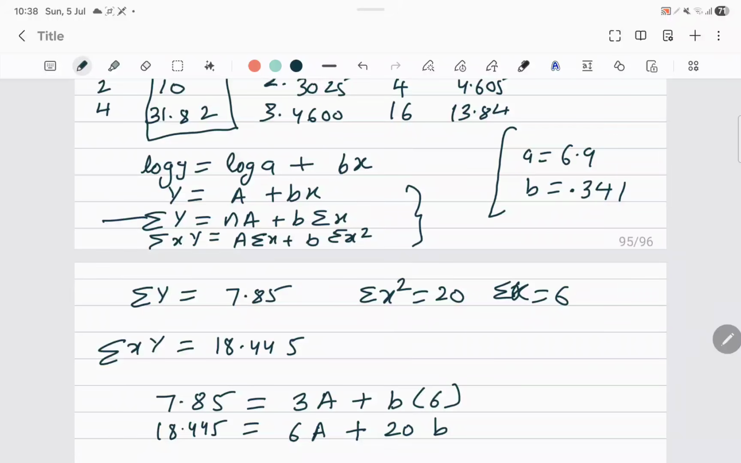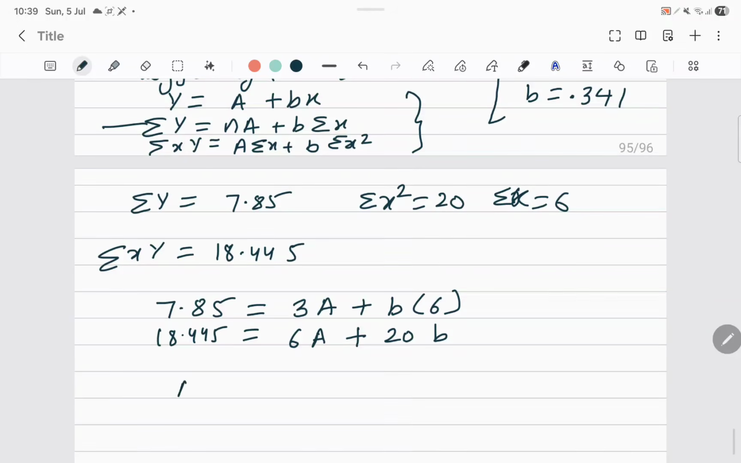Now I'll put the value. So first row I'll enter 3, 6, 7.85. Okay. Then next 6, 20, 18.445. Okay. Now do okay. So you got A is equal to 1.93. Okay. And again when you press OK, you will get B, which is equal to 0.343. See, it's matching with my value.